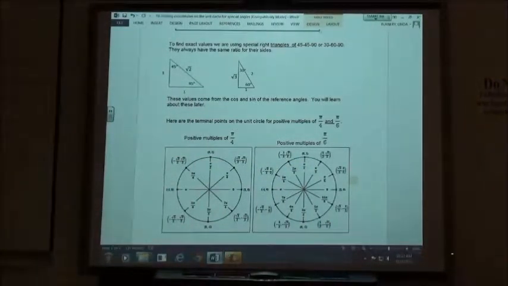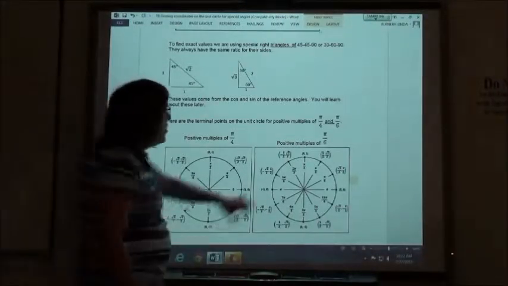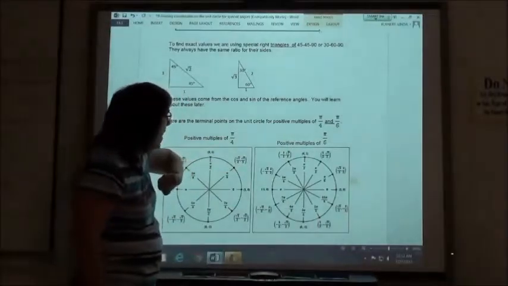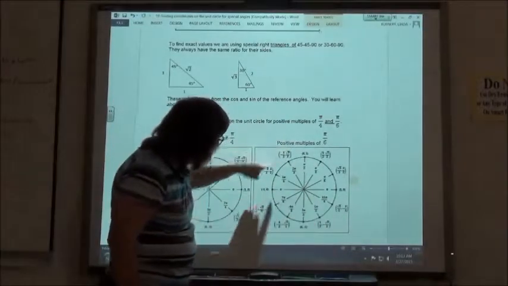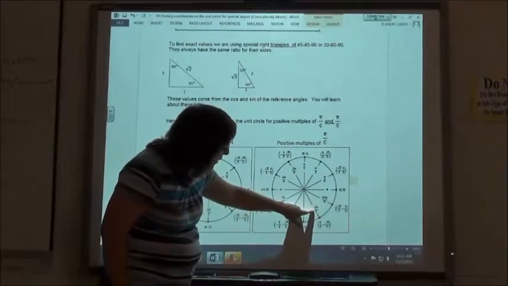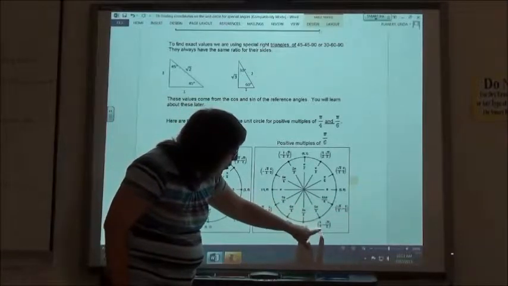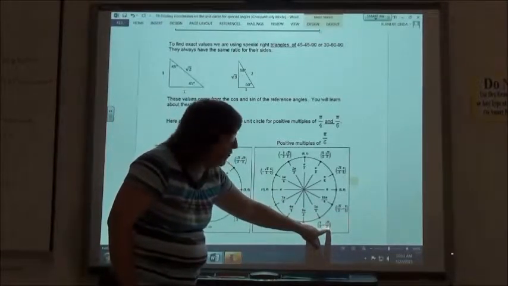So if you look at the first one, it was 5 pi over 3. So I want to use the ones that are multiples of pi over 6. 5 pi over 3 you can see is way over here. You can see the answer, 1/2 and negative 3 pi over 2.